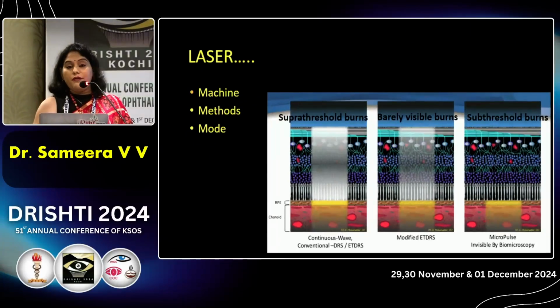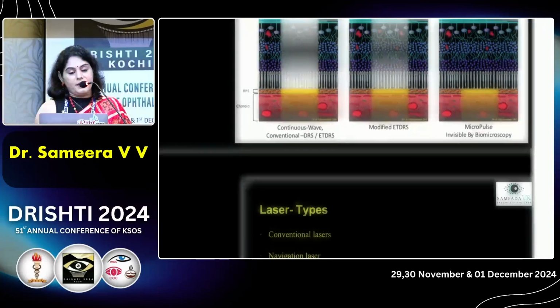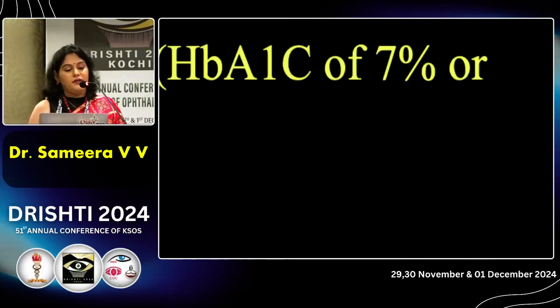Now, there are different types of lasers, with different machines, methods and modes. The suprathreshold burns were with the conventional laser. Then with the modified ETDRS, we came up with the barely visible burns. And now we have the subthreshold burns with the micropulse laser. We also have the navigated laser, and the other ones are the selective retinal laser.